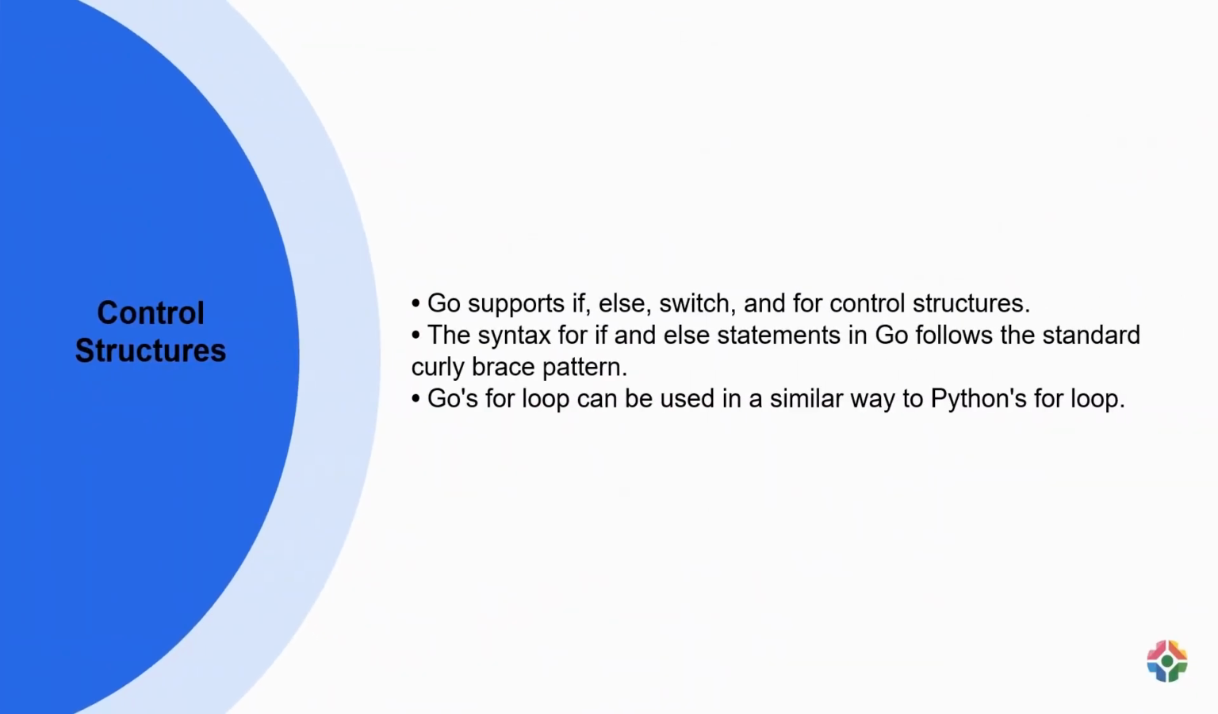In Go programming, control structures such as if, else, switch, and for are utilized for decision-making and looping. The syntax for if and else statements in Go adheres to the conventional curly brace pattern. It allows straightforward conditional branching based on Boolean expressions. Likewise, Go's for loop is akin to Python's for loop, enabling iteration over data structures or execution of a block of code repetitively. This loop structure is widely employed in scenarios where sequential processing or iteration is necessary, such as iterating over elements in a list, processing incoming data streams, or executing batch operations on a collection of items.